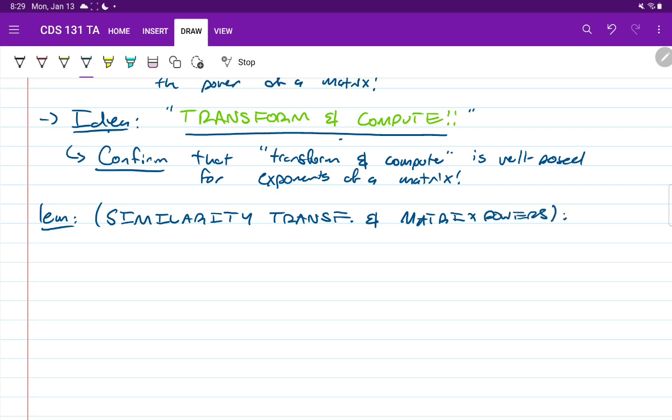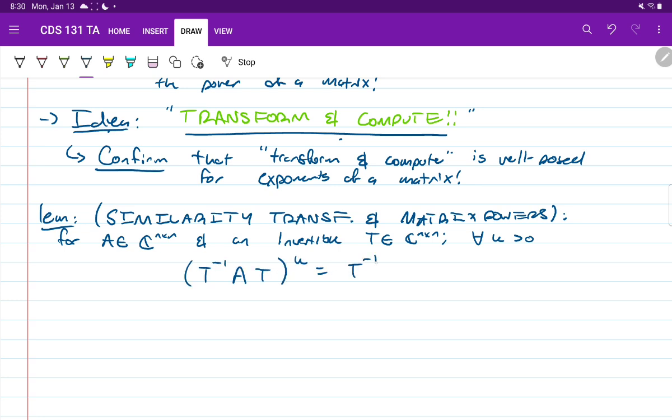And what this lemma essentially says is that for A in C n by n and an invertible T in C n by n, what we have is for all k greater than 0, where k is some integer, (T inverse AT) to the k is equal to T inverse A to the k times T.